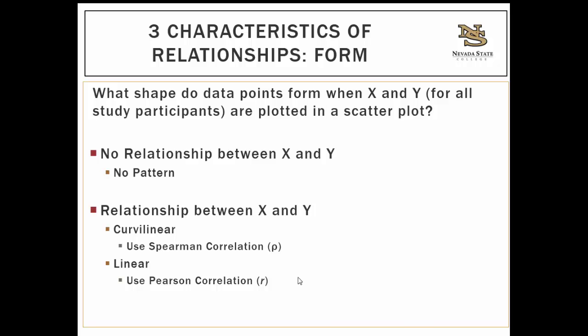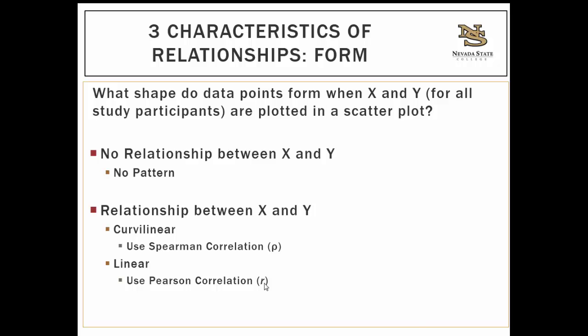So I'm going to talk about strength and direction here in a little bit, but for now, just know that the only type of correlation that we are going to be working with is the Pearson correlation, and the Pearson correlation is only appropriate for linear form data. So if you have a curvilinear relationship, Pearson's R is not appropriate. The Pearson correlation coefficient, also called Pearson's R because the symbol is an R. Also, Pearson's R is only appropriate when you have two variables on a ratio or interval scale of measurement.